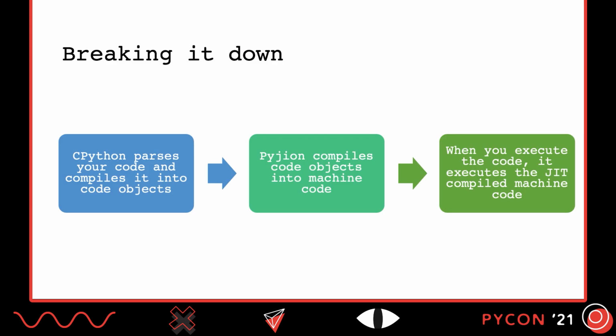Pyjion compiles the bytecode from Python 3.9 into machine code. When you enable Pyjion, it tells CPython that Pyjion will now evaluate frames. So after Pyjion has been enabled, Pyjion will now evaluate all frames regardless of whether or not they have been JIT compiled. If it detects that the function hasn't yet been compiled, it will compile it in line.